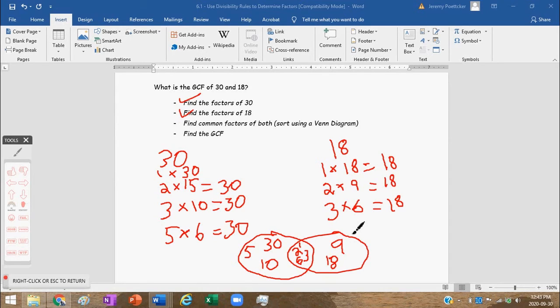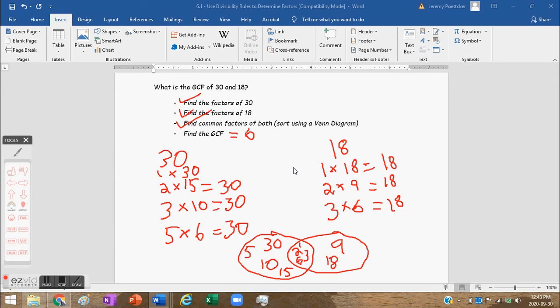I think we've got them all. And again, we could check. 1 times 30, 2 times, oh, we missed one here. 15 has to go over here. That's only a factor of 30. So 2 times 15, 3 times 10, 5 times 6. Yeah, we got all the 30s. Okay, 1 times 18, 2 times 9, and 3 times 6. So we found all the common factors are 1, 2, 3, and 6. What is the greatest common factor? That's going to be 6.